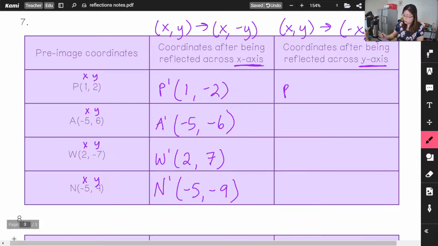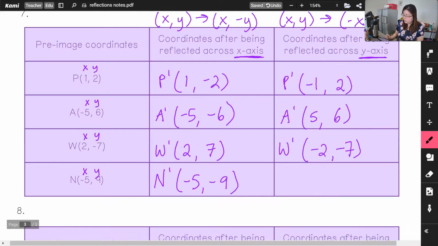Okay, so P prime again. Okay, x is going to change, so +1 becomes -1, and 2 stays the same. A prime, -5 changes signs, becomes +5, 6 stays the same. W prime, 2 becomes -2, right, to switch signs, -7 stays the same. And finally, N prime again. -5 is going to change signs to become +5, and then the 9 stays the same.